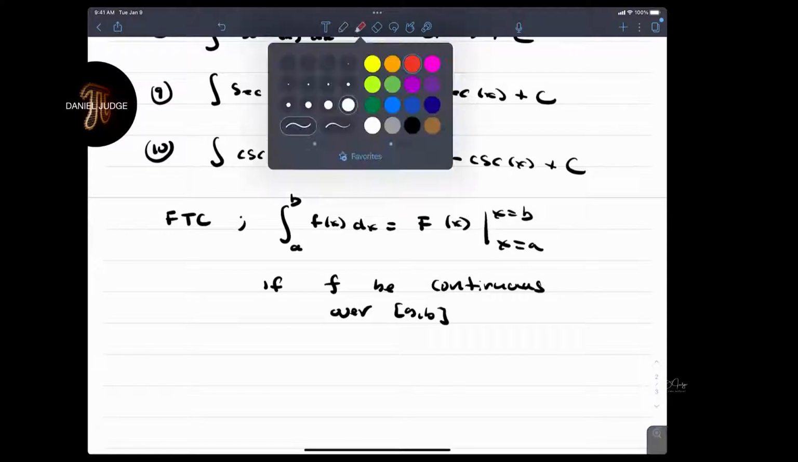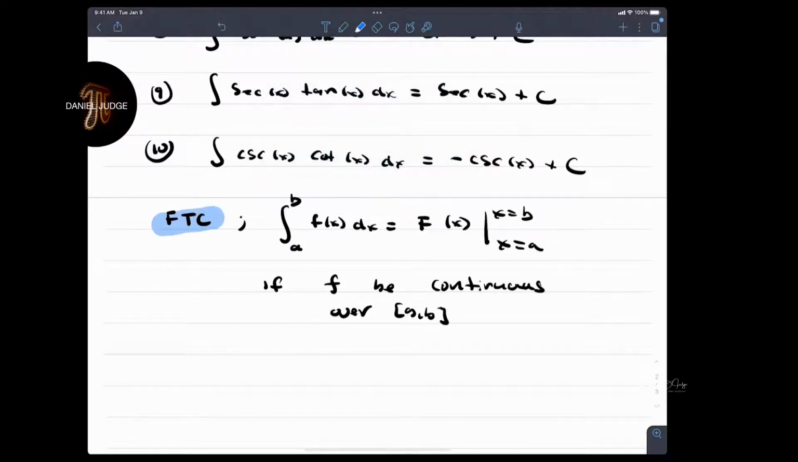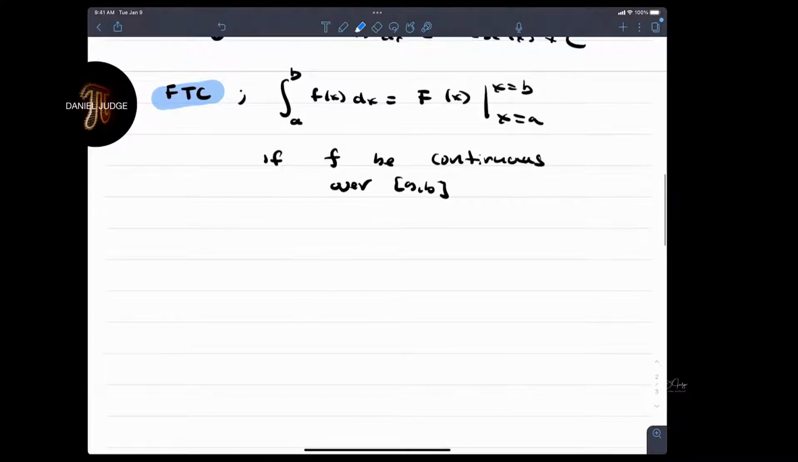Over the interval a, b. And we were looking at this idea before the break. So we want to look at some of these examples and some of these properties of how to use things here. We're going to go over a bunch of them, and we have to be masters of integration.